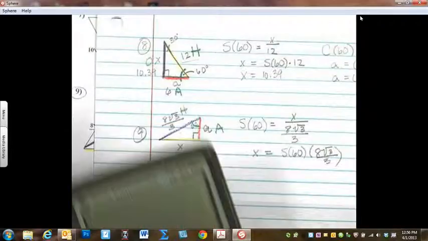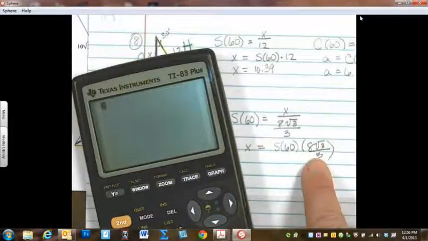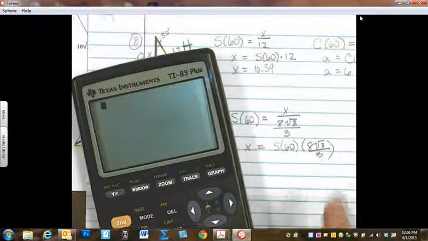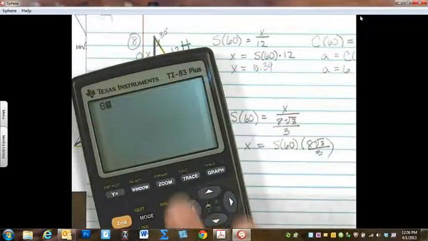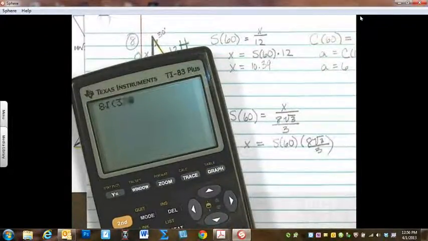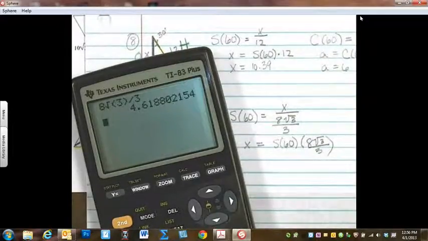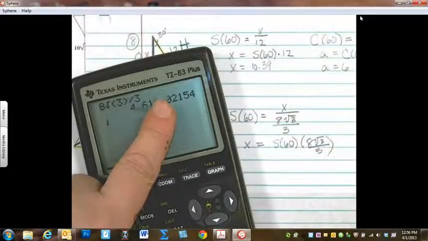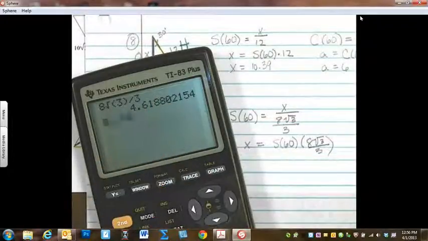Let's put that in the calculator. I'm going to put this ugly thing in first. I'm going to put 8 square roots of 3 divided by 3. And I'm going to get a decimal here. Now I'm going to hit times because I want to take this answer and multiply it times the sine of 60.